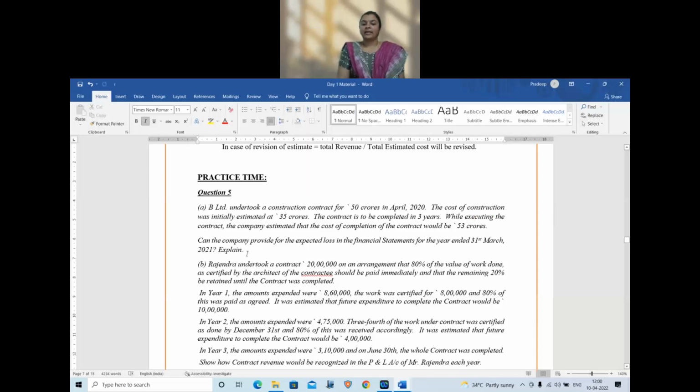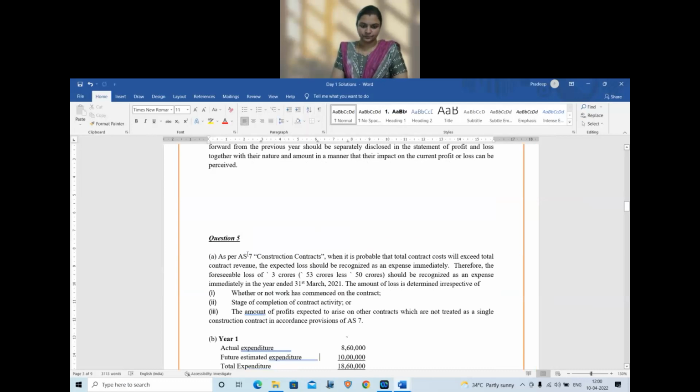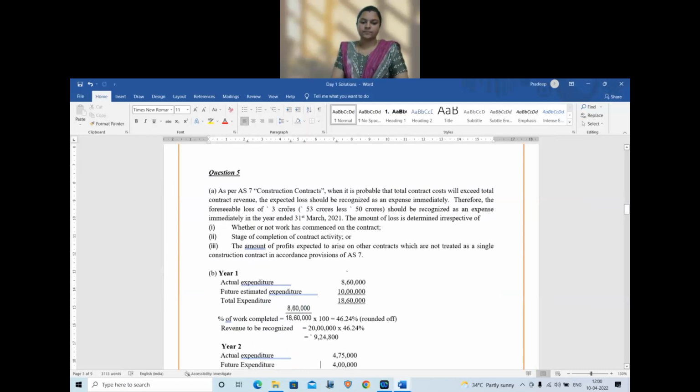Now, can the company provide for the expected loss? Total estimated cost exceeds the total revenue. Therefore, the expected loss has to be recognized in the same financial year immediately. Yes? So let's check the answer. As per AS7, when it is probable that the total contract cost exceeds the contract revenue, the expected loss should be recognized as an expense immediately.